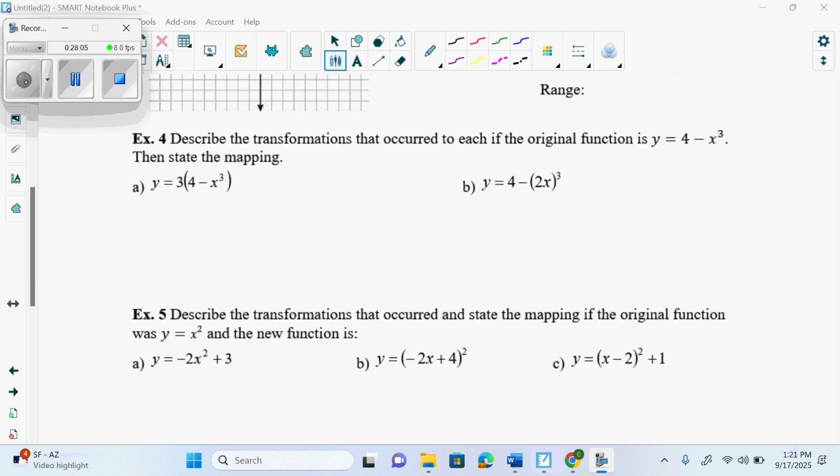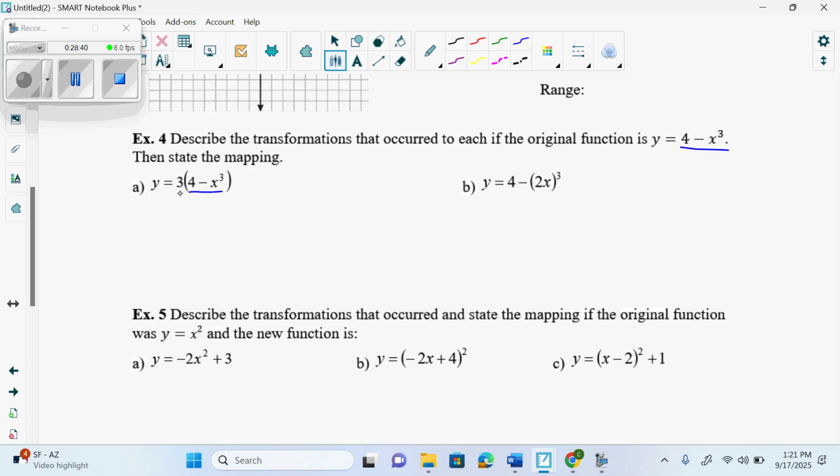Remember how I told you when you see y equals f of x, be excited, because that means you got an original function that has nothing happening to it. But what happens if you're not given that? So describe the transformations that occurred to each, if the original function is y equals 4 minus x cubed. Everyone paying attention? Then state mapping. So this is what the original had. This is what the new still has. Did any of that change? No. So those of you who are like, it moved 4 up, there's a reflection in the y, no, it didn't. That was there, and that is still there, correct?